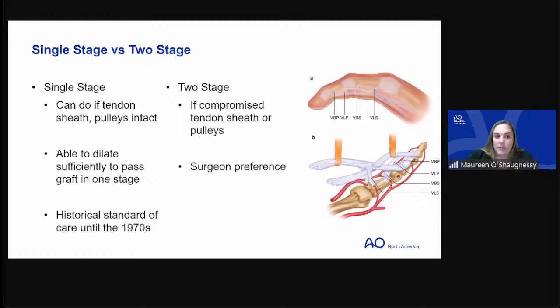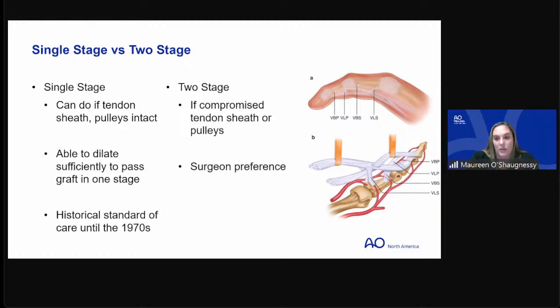So then what about single-stage reconstruction versus a 2-stage reconstruction? This is very debatable. There are no great answers as far as which one is best. Single stage means that you graft and reconstruct at the initial revision surgery or primary surgery on a delayed basis. You can do this if the tendon sheath and pulleys are intact. If you can dilate and sufficiently pass tissue to get that graft through without too much tightness or bulkiness, then it's probably reasonable to try a single stage.